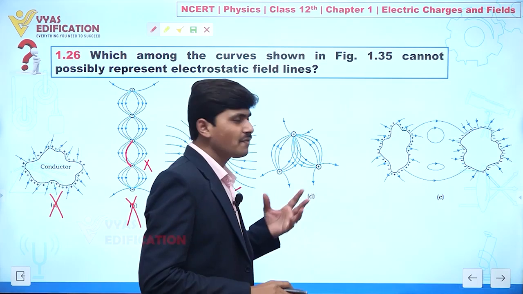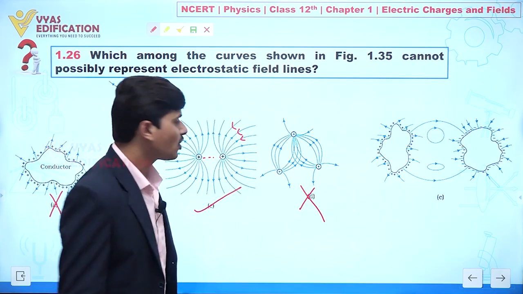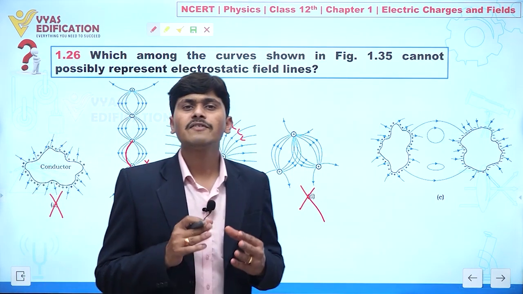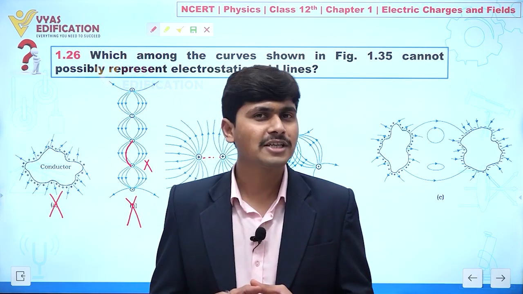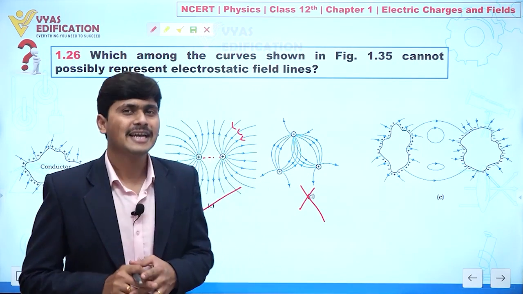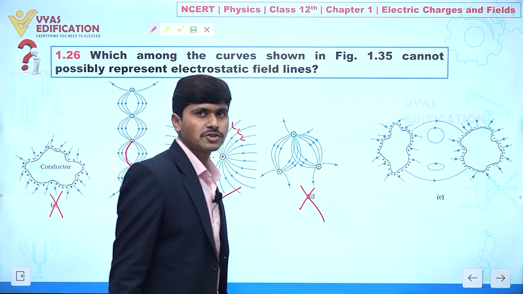If we concentrate on figure D, directly we can say this is wrong. Why? Because you can observe that the electric field lines are intersecting each other. Whenever electric field lines intersect, at the intersecting point we have two directions of the electric field, and that is not possible. So figure D is also wrong.